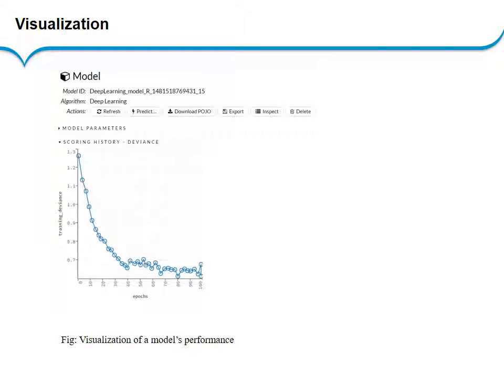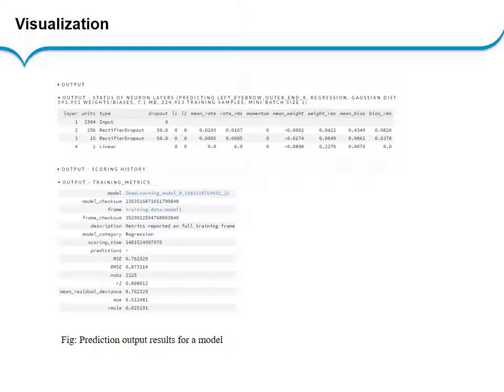Here is some visualization of the H2O framework interface, which is showing one of the model's scoring history and deviance with respect to epochs. We can see that with an increase in epochs, we are reducing the deviance in the training as well as testing data. The second visualization we can see in the H2O framework is the outputs and the error values of the prediction models. We have different prediction models for each key point, so we can see and verify the RMSE values and different error values and deviance values of the models.